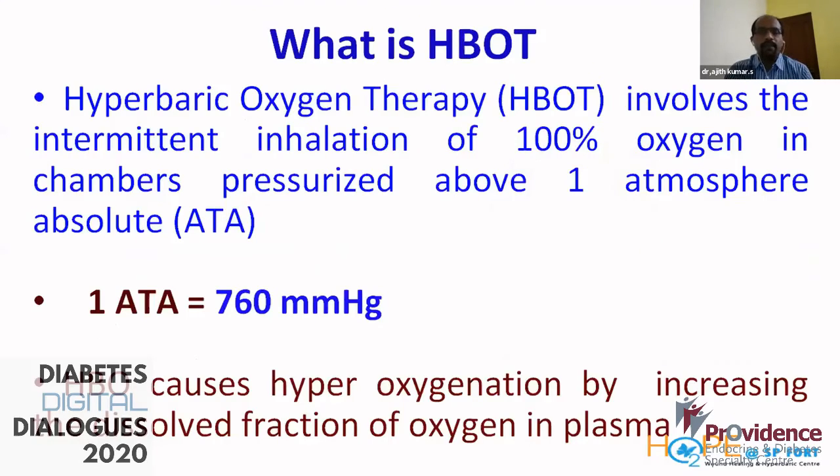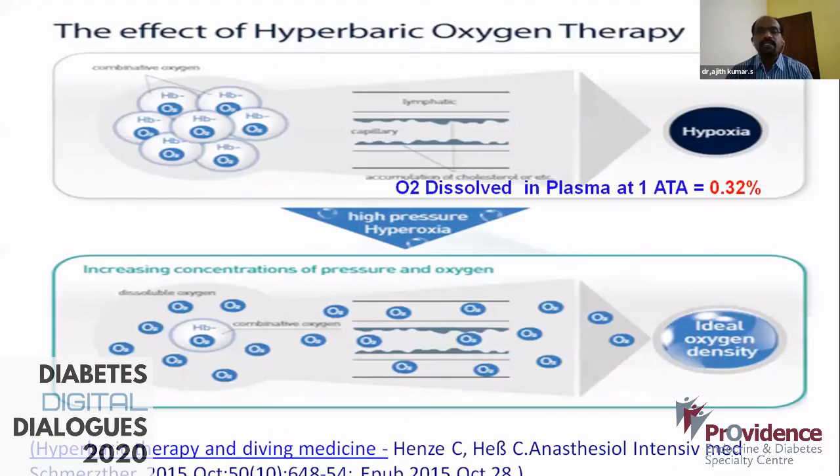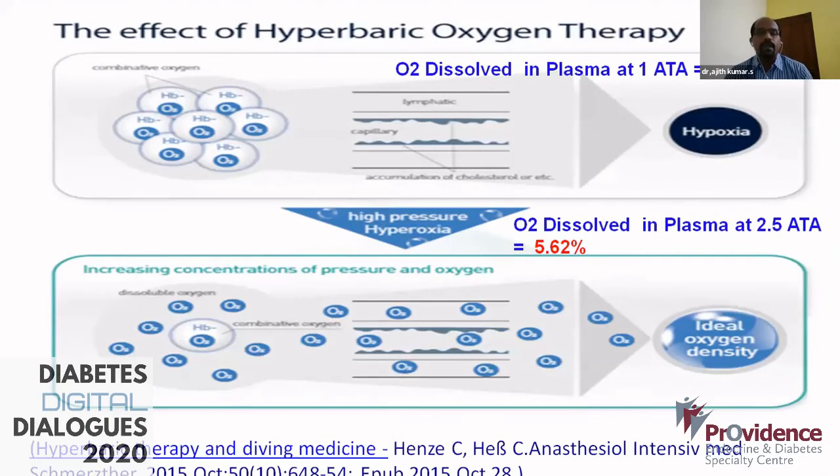This is my bread and butter, hyperbaric oxygen therapy, which involves the intermittent inhalation of 100% oxygen in a pressurized chamber above 1 atmosphere absolute. You all know that sea level pressure is 760 millimeters of mercury. Based on the gas laws, when you increase the pressure, the dissolved amount of oxygen in the plasma will increase. That is the primary aim of the therapy, the physiology of HBOT.